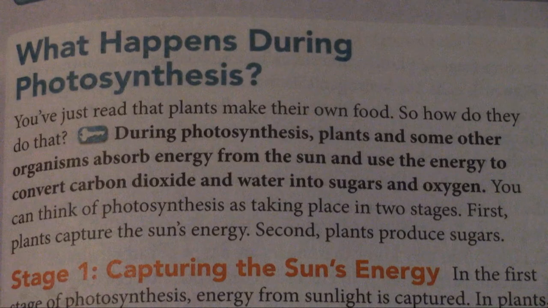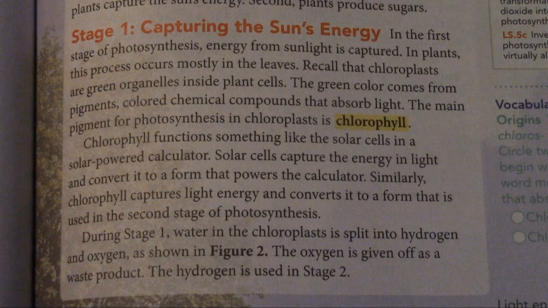What happens during photosynthesis? You've just read that plants make their own food. So how do they do that? During photosynthesis, plants and some other organisms absorb energy from the sun and use the energy to convert carbon dioxide and water into sugars and oxygen. You can think of photosynthesis as taking place in two stages. First, plants capture the sun's energy. Second, plants produce sugars.